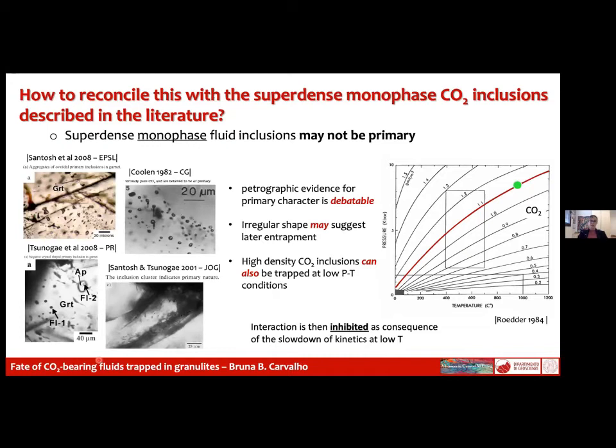And when we look at the petrographic evidence for their primary character, it is, to say the least, debatable. For example, here we only see high magnification pictures where we cannot identify primary or secondary arrangement of these inclusions. Some of them have irregular shapes that may suggest later entrapment. And as we saw in the beginning of this presentation, high-density CO2 inclusions can be trapped at low PT conditions. And this would be the only way that interaction between the host and the fluid would be inhibited, as a consequence of the slowdown of kinetics at low temperature.